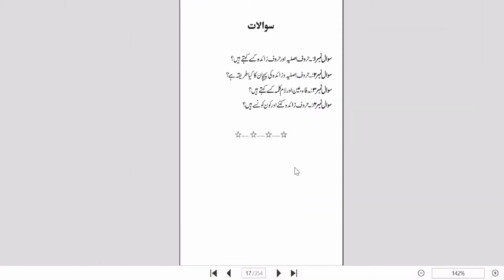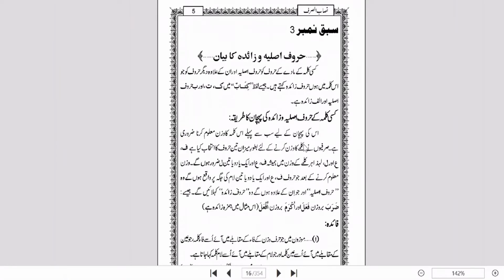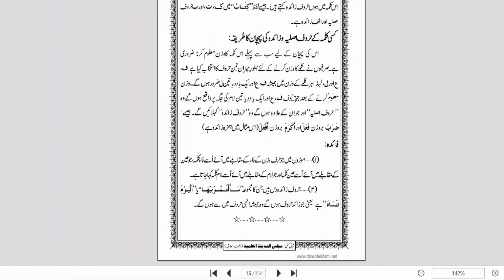There are these 4 questions. So first question is Huroof Asliya, Huroof Zaidah, what are they called? So what are Huroof Asliya and Huroof Zaidah? At the beginning, this section talks about the root letters of a word being called Huroof Asliya, the original letters, and additional letters being called Huroof Zaidah. And you can give an example of Kitab, Kaf, Ta, Ba being its Huroof Asliya and the Alif being its Zaidah additional letter.